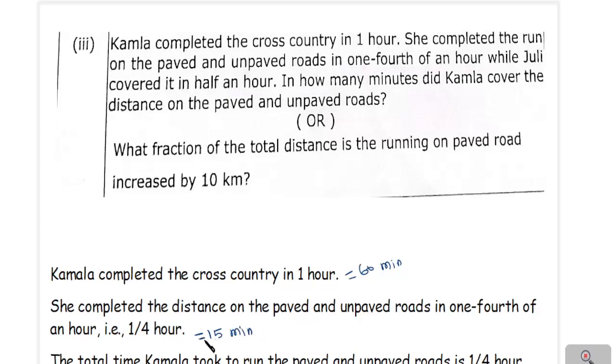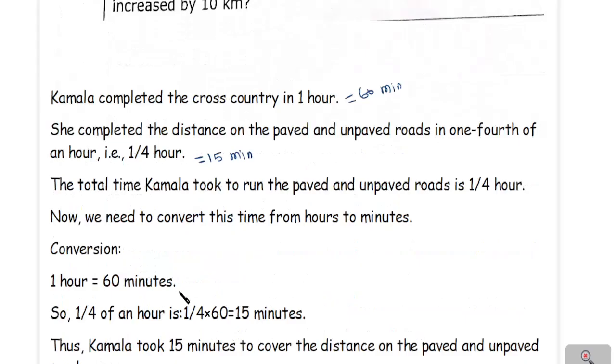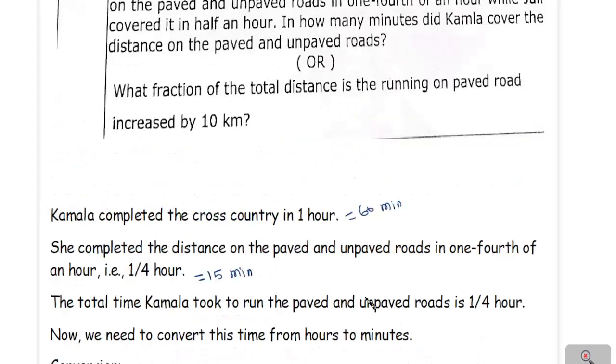The total time Kamla took to run the paved and unpaved road is 1/4 hour. Now we need to convert this time from hours to minutes. That's simple, because 1 hour is 60 minutes. So 1/4 of an hour is 1/4 into 60 equal to 15 minutes only. Thus Kamla took 15 minutes to cover the distance on the paved and unpaved roads. This is the answer.